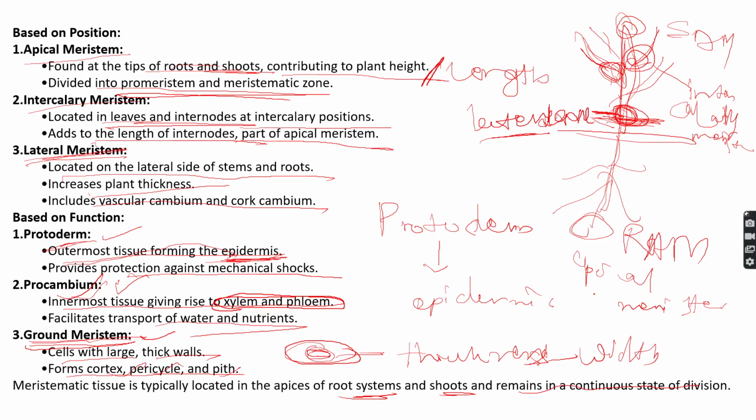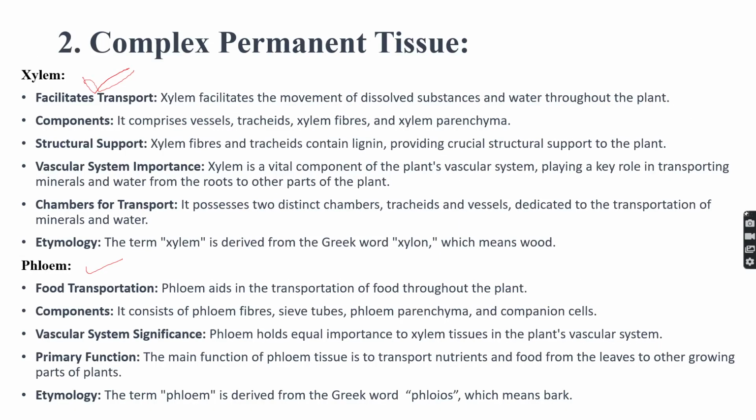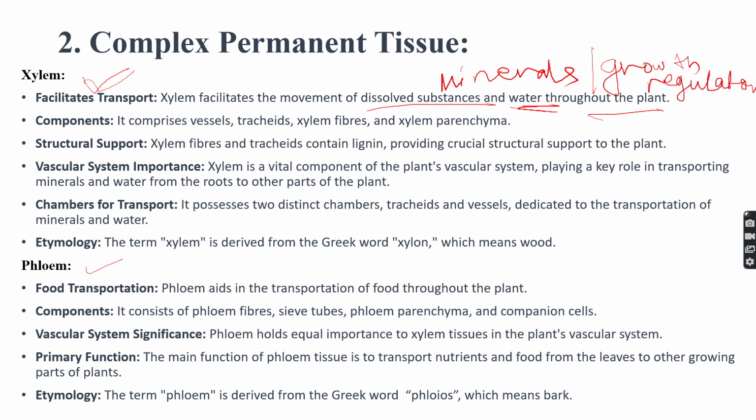Okay. Now coming to the characteristics of these complex tissues. One is xylem. It facilitates transport, mainly the transport of water and dissolved substances such as minerals throughout the plant, and sometimes growth regulators also, which are synthesized in the root. So it comprises vessels, tracheids, xylem fiber, and xylem parenchyma. Xylem fibers and tracheids contain lignin, which provides strength or structural support to the plant.